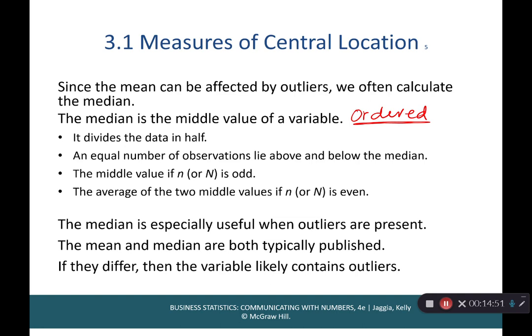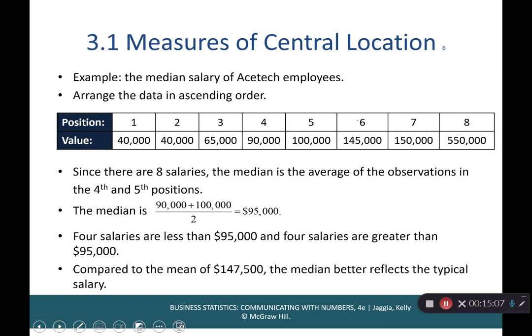So the median is what we use if we know there's outliers present. Most of the time, if we use the median, we'll also show the mean. And if they differ a good bit, then it's understood why we use the median over the mean. Okay, so let's look at an example.